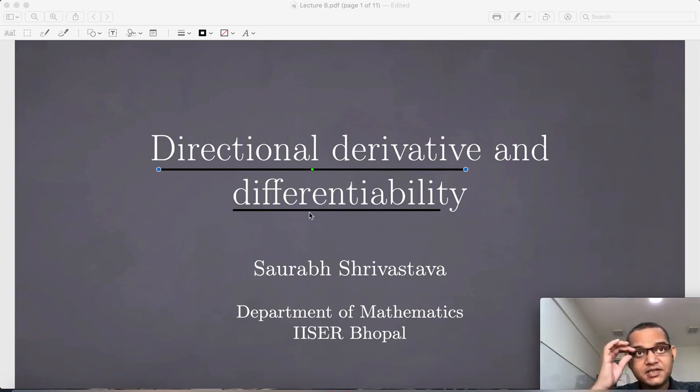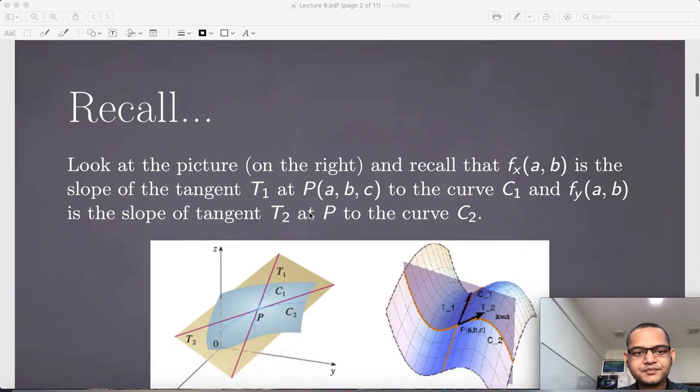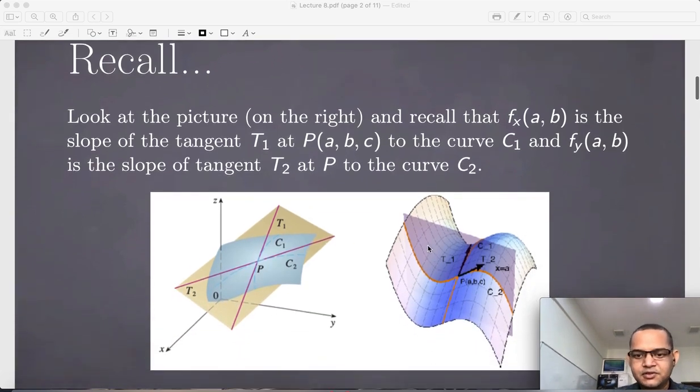Differentiability is the most general situation where we do not have any preferred direction; rather, we consider all the possible directions simultaneously. All right, so let us just recall briefly. Okay. So look at this picture. This is the picture we had when we had the definitions of partial derivatives, isn't it?